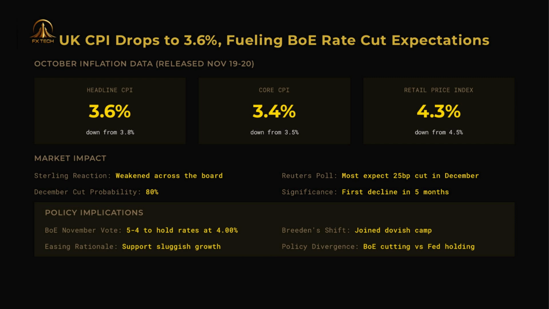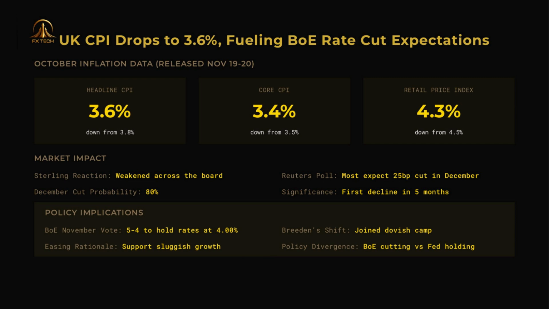On November 19th to 20th, the UK Office for National Statistics released October inflation figures that showed a notable cooling across multiple measures. The headline Consumer Price Index dropped from 3.8% to 3.6%, marking the first decline in 5 months. Core CPI also fell to 3.4% from 3.5%, while the Retail Price Index declined to 4.3% from 4.5%. Sterling weakened immediately following the release as traders recalibrated their expectations for Bank of England policy.